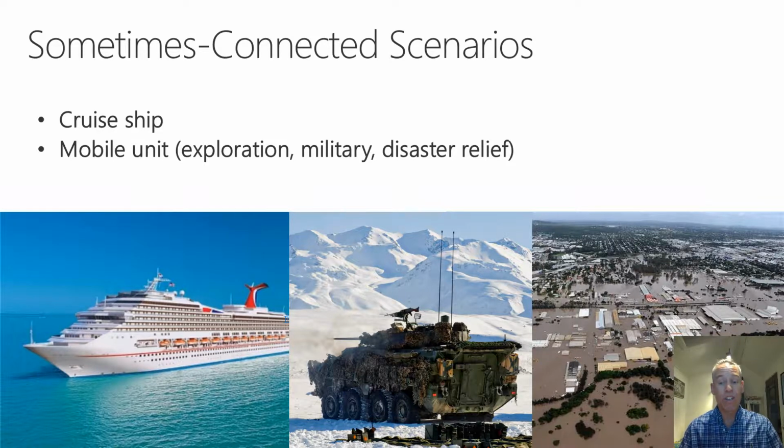And the other one is disaster relief. Disaster relief is hopefully a short-lived activity. So you might deploy an Azure Stack with a bunch of workloads into a disaster-hit location. Again, it would be deployed there temporarily and then maybe brought back to a well-connected place to sync up, to publish information, and to help with the disaster recovery. So those are some examples of sometimes connected scenarios.